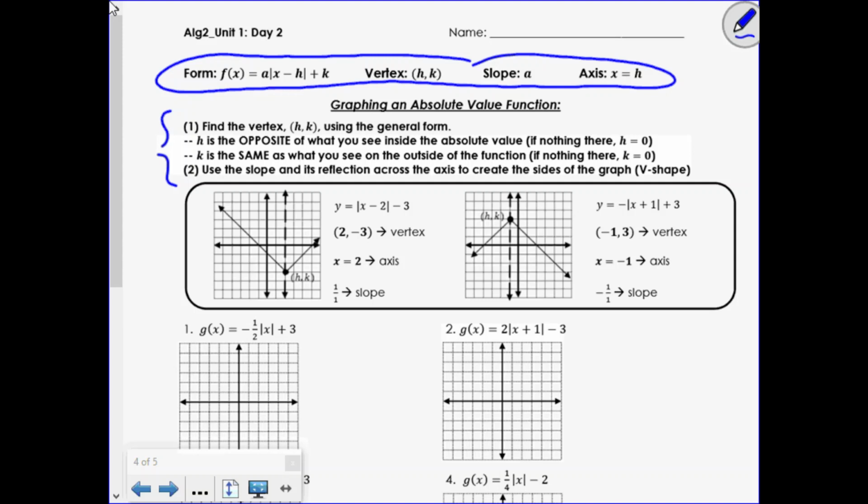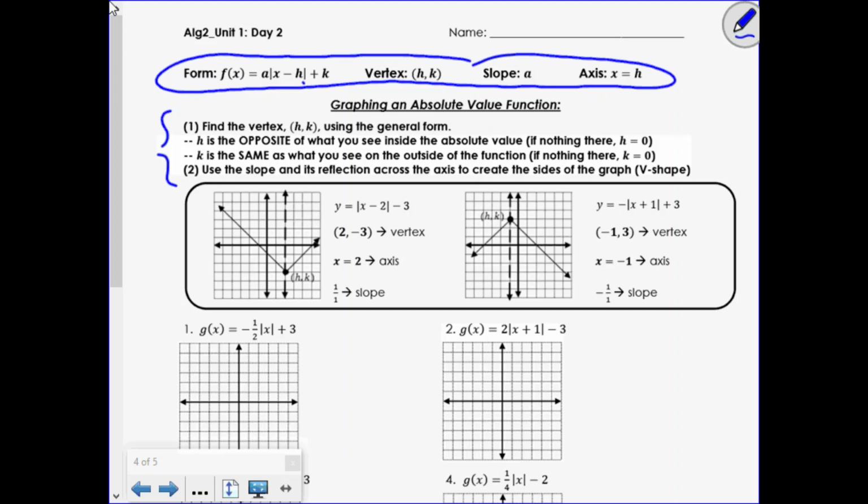So in order to find the vertex, all you have to do is take h and k, those two numbers right there, and you write them as a point. The only thing you have to pay attention to is that, just like we saw in unit 0, h, whatever is inside of your function, you have to think the opposite of what you would normally expect. So when we were doing transformations and you saw minus h, remember that was going to the right instead of the left, because you have to think opposite of what you would normally expect.